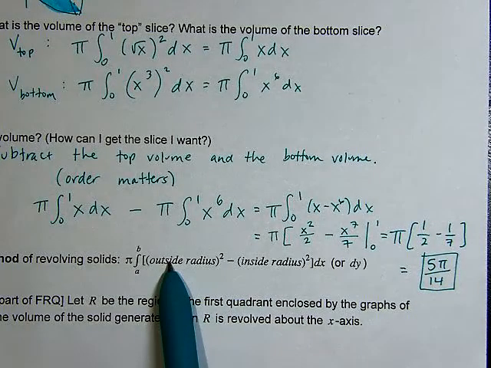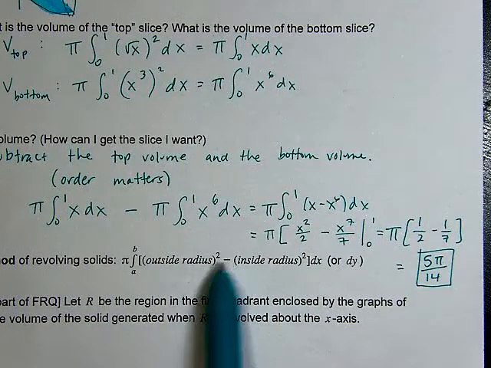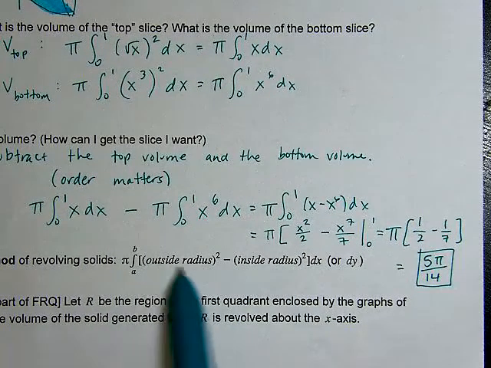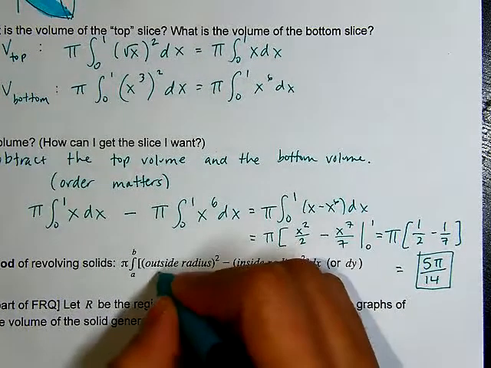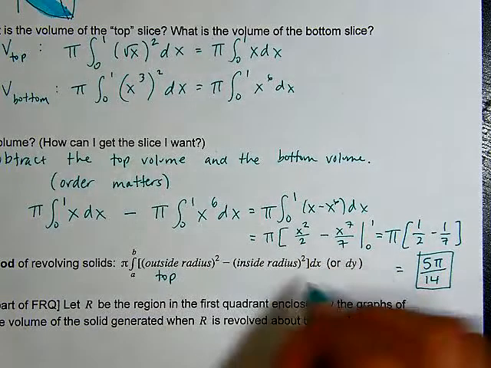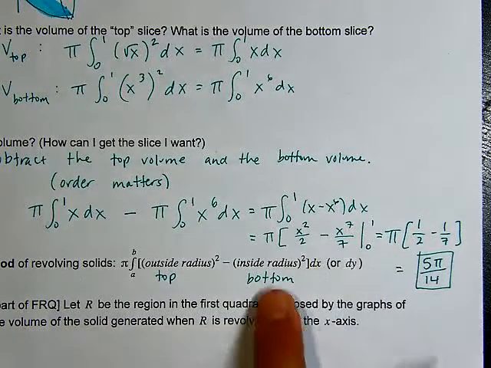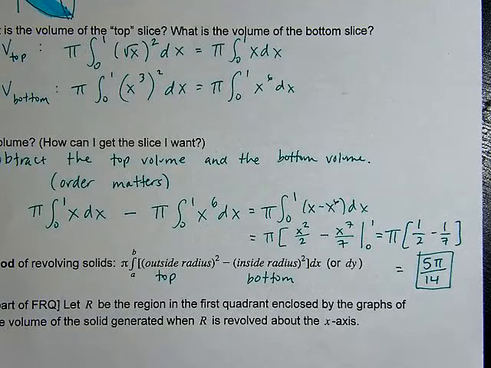So for the washer method, it's very similar to what we did with disk method. However, we do need to subtract, and order does matter. I called it the outside radius. So in other words, this was the top curve, whatever the top curve was, and then minus the bottom radius. I'm sorry, the inside radius, which is also called the bottom curve.